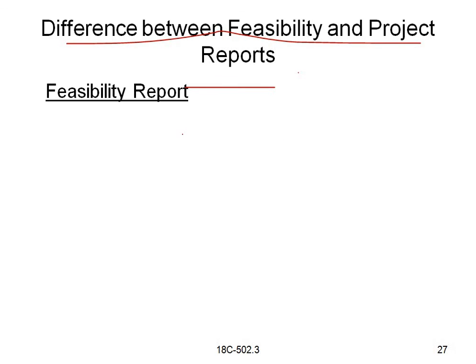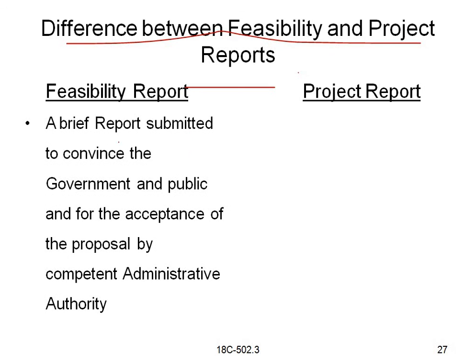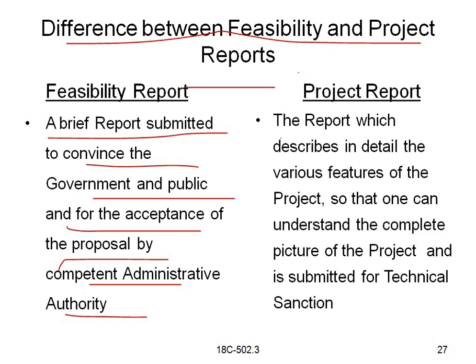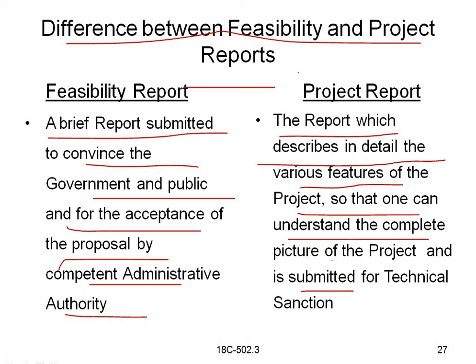So let us see here: feasibility report, project report. A feasibility report is a brief report submitted to convince the government and public for the acceptance of the proposal by the competent administrative authority. Whereas a project report is the report which describes in detail the various features of the project, so that one can understand the complete picture of the project, and it is submitted for technical sanction. So this is regarding the project report. Now, a comparison between the feasibility report and project report.